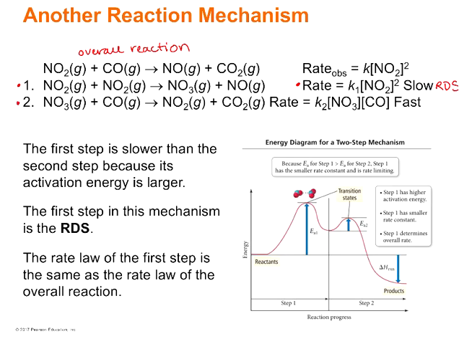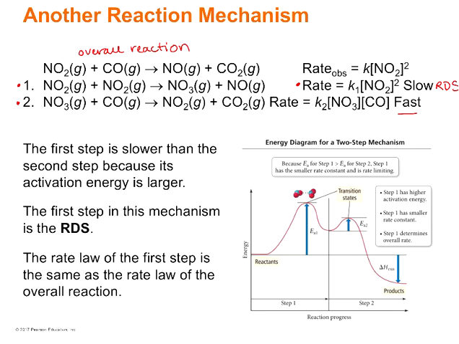And then the second elementary step tells us that NO3 from the first elementary reaction is then going to react with carbon monoxide to produce NO2 and CO2. And then the rate law for that reaction would be k2 times the concentration of NO3 times the concentration of CO. So these are both bimolecular elementary steps, but in the first step we had 2 of the same molecule in our reactants, and in the second step we had 2 different molecules. So the second step is fast.